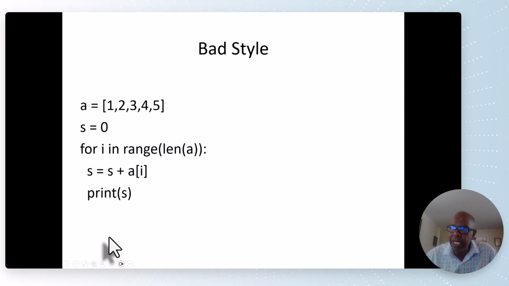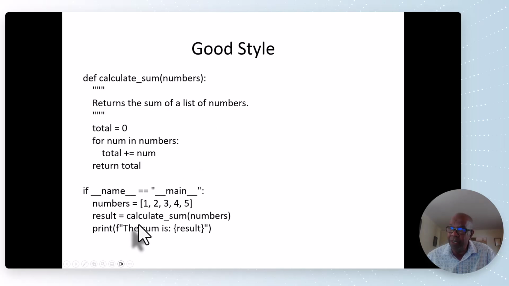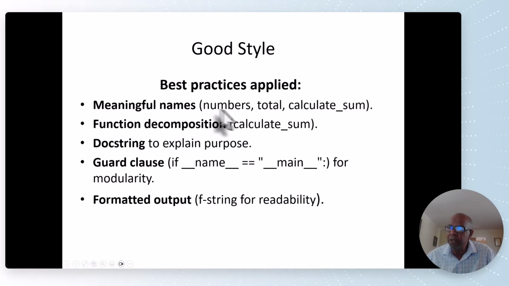Just some examples real quick, some bad styles, A, B, C. You have no idea what these particular fields are there for. That's what we're saying here: no functional structure, no comments, no documentation. Here's a good style where we're actually using names of fields and pieces that somewhat make sense, and you can see the flow as things go along. Good style: meaningful names, functional decomposition, guard clause, format output. There's some substance to this type of code writing than with the ABC.